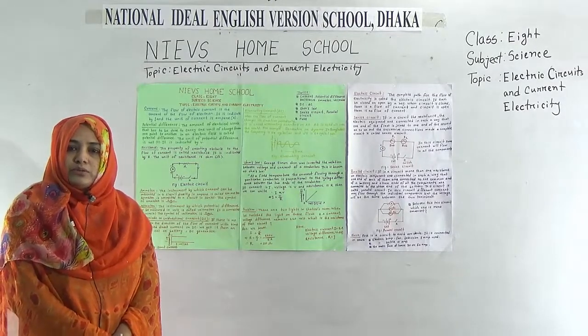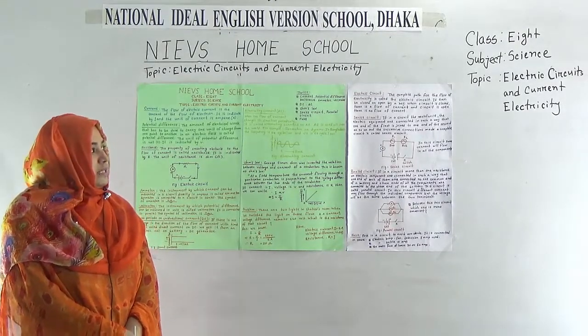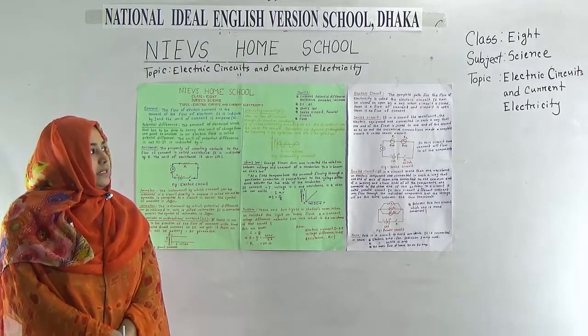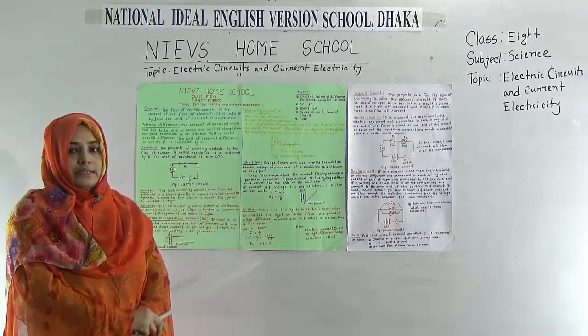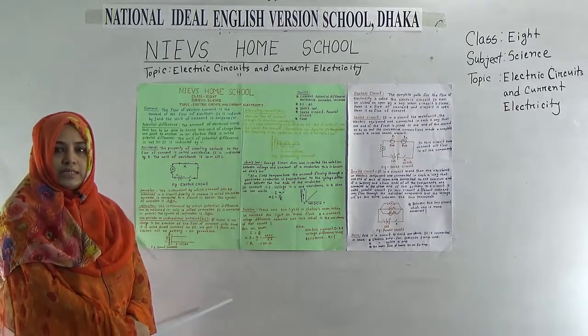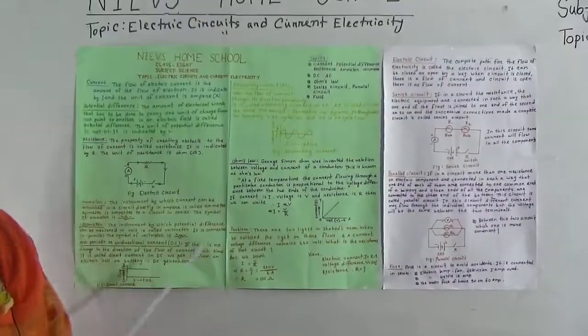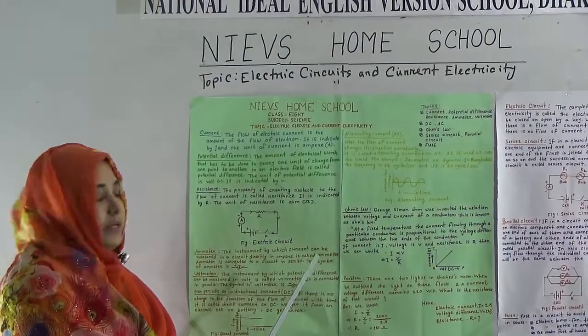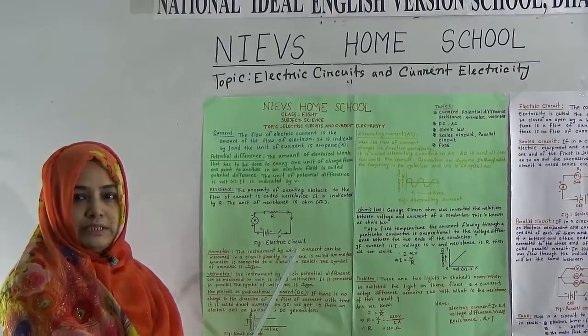Today, I am going to take a science class for class 8. Our today's topic is Chapter 9, Electric Circuits and Current Electricity. Let's start our class. At first, I want to describe some important definitions of this chapter.